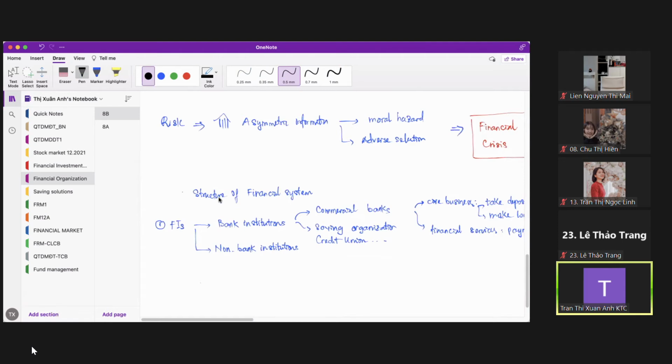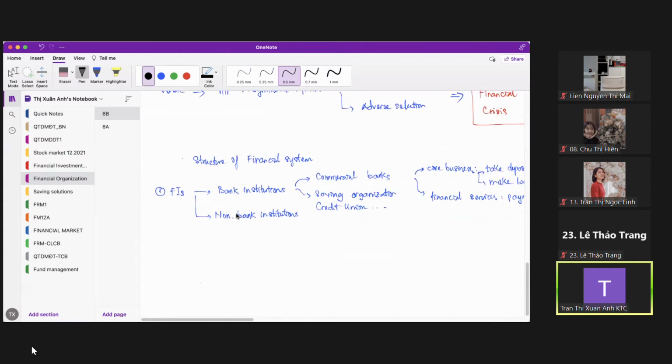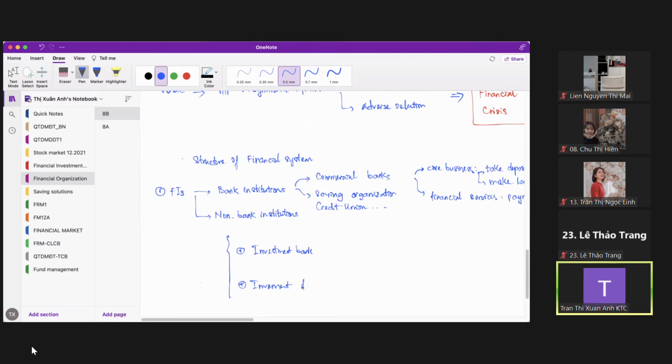Referring to the first component of the financial system, that means the bank institutions. The other kinds of financial institutions are the non-bank institutions. The non-bank institutions include, first, the main player, the investment bank. The other ones are maybe investment firms or companies. Sorry, investment funds.